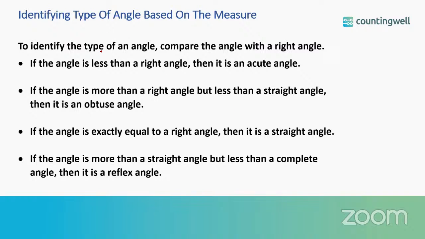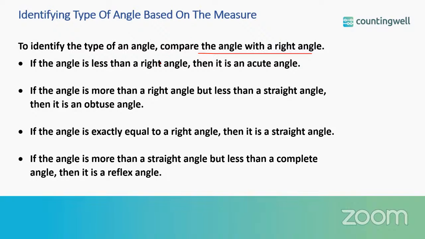To identify the type of an angle, we have to compare the angle with a right angle. Means whether the angle is less than a right angle, or it is greater than a right angle, or it is exactly equal to a right angle, or it is more than a straight angle. So let us see one by one.